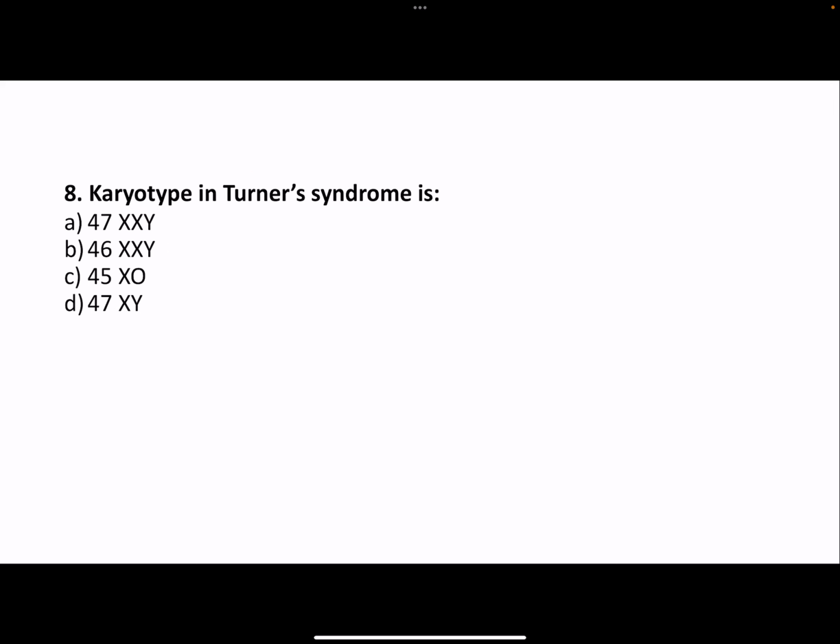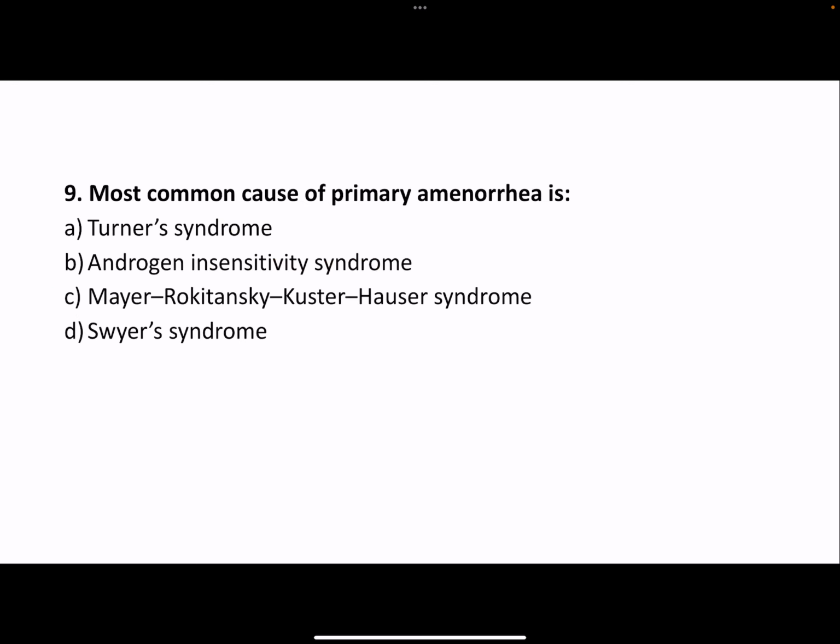Question number 8. The karyotype in Turner syndrome is. So in the previous question, I mentioned that the karyotype in Turner syndrome is 45XO. So the correct answer is C, that is 45XO. Question 9. The most common cause of primary amenorrhea is. So answer is the Turner syndrome. So in this question, the correct option is A, that is Turner syndrome. This is the most common cause of primary amenorrhea.